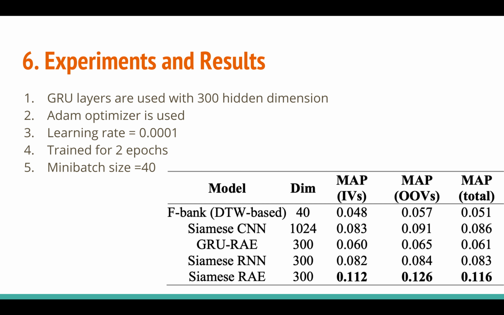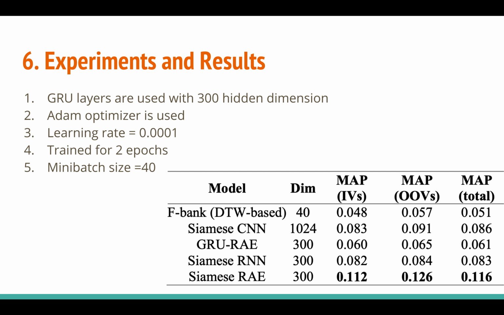The network they use is a one layer RNN with GRU units, each with dimension 300. The Adam optimizer is used for training. Learning rate is set to 0.0001, and the models are trained for 2 epochs with a mini batch size of 40.